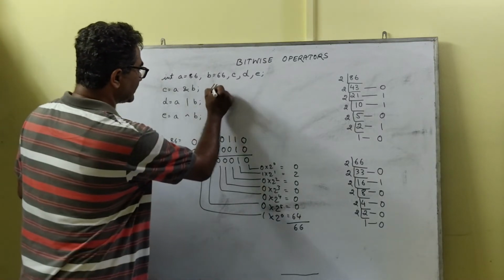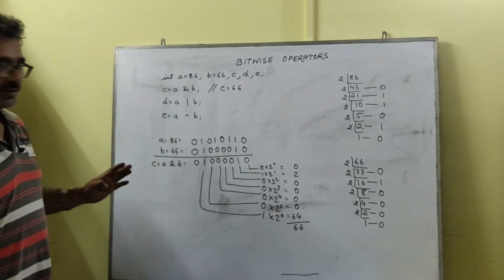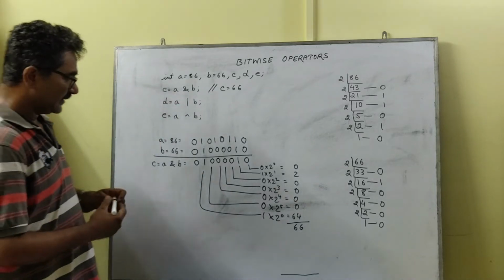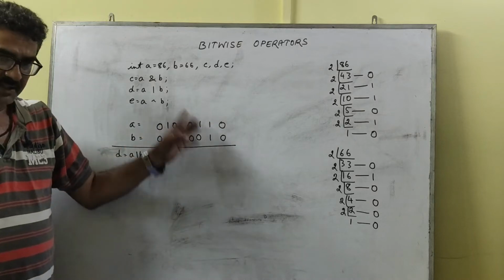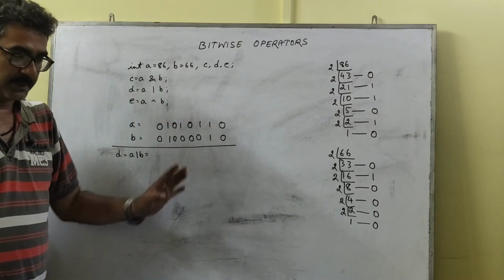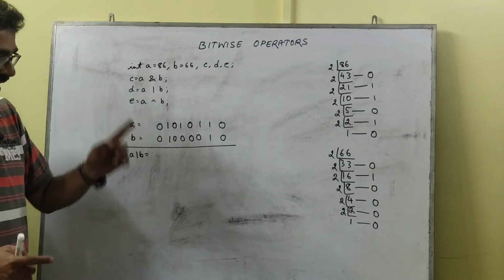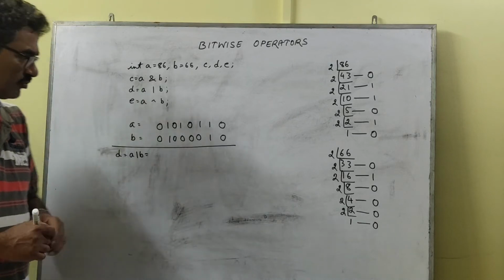So here the value of C is 66. Now what we are going to do is perform the OR operation. The OR operation means that when either of the bits or both the bits are 1, then the resultant is 1. So if any of the bits is 1, then the result is 1. If both the bits are 1, still the result is 1.